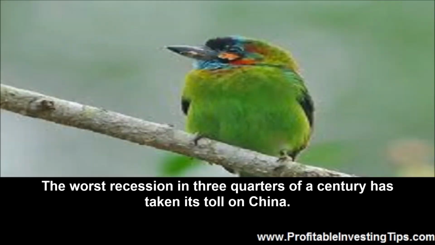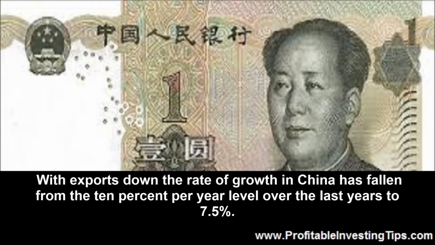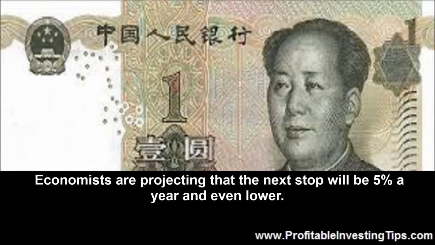Slowing exports. The worst recession in three quarters of a century has taken its toll on China. Its biggest customer is Europe, and the EU is ridden with recessions and flirting with the loss of members on its southern flank. With exports down, the rate of growth in China has fallen from the 10% per year level over the last years to 7.5%.